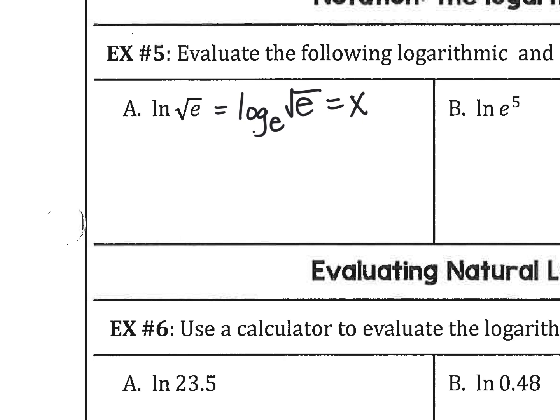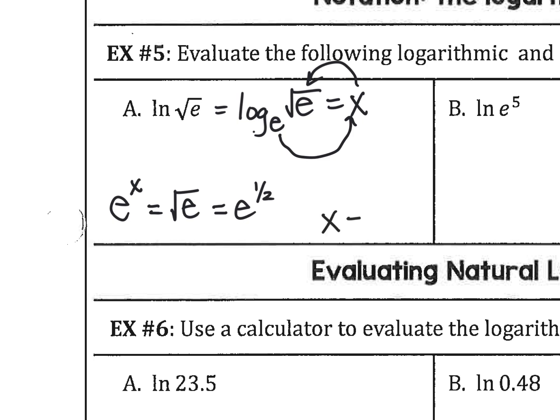What does the spiral tell us it's going to be? E to the x equals what? Square root of e. Now we have to rewrite that as a power. How do we rewrite square root? What is the power? E to the what? Square root is 1/2. Thank you. So this is e to the 1/2. So what does x equal?